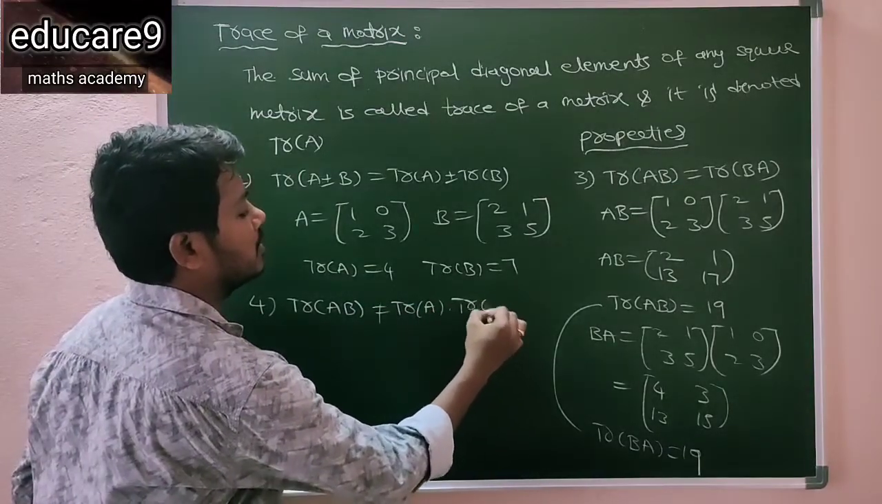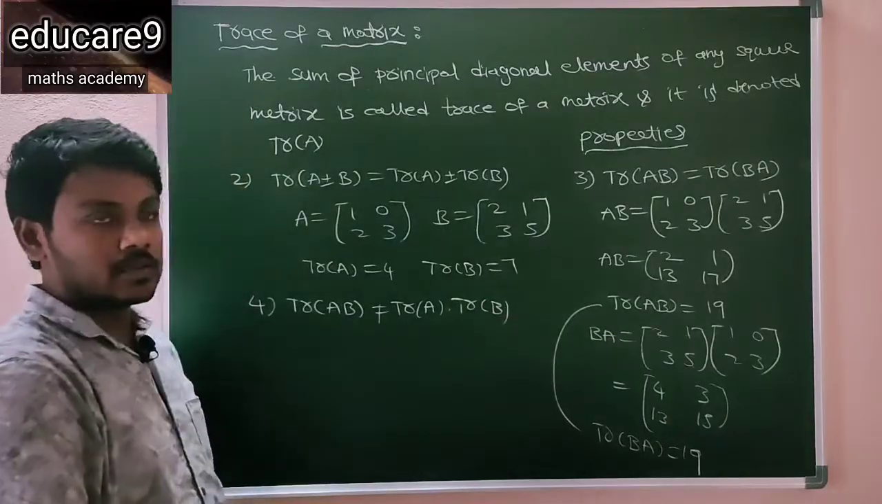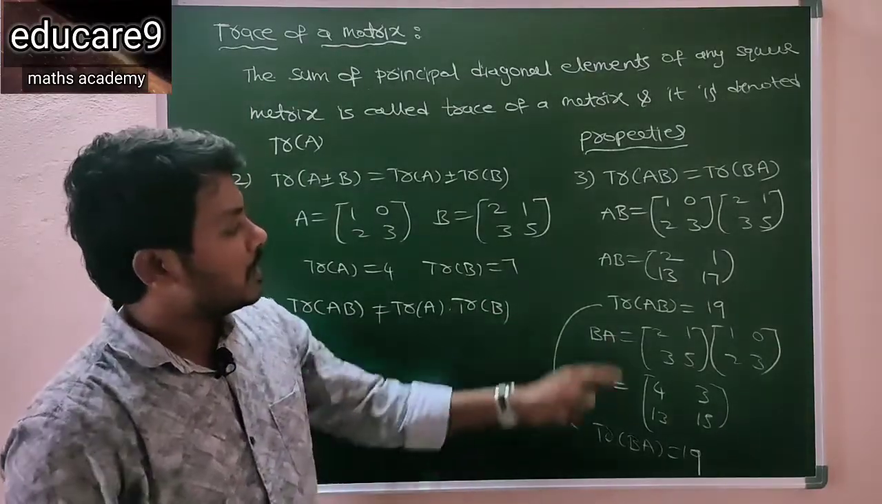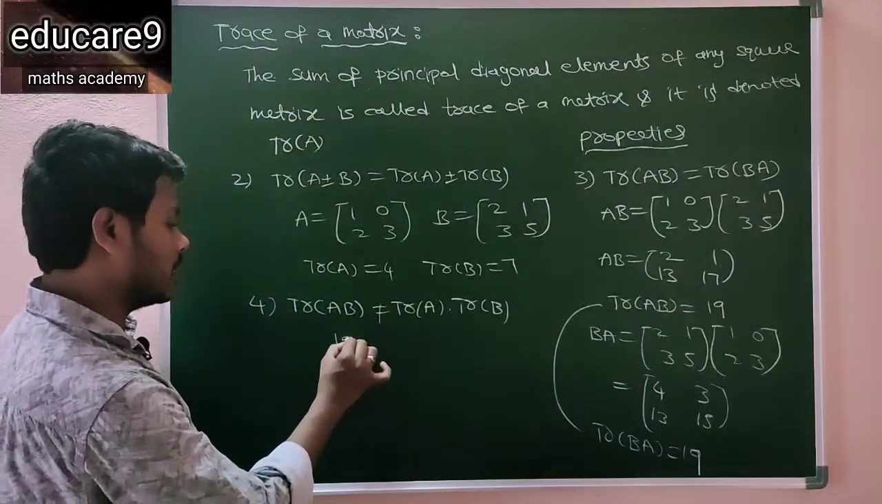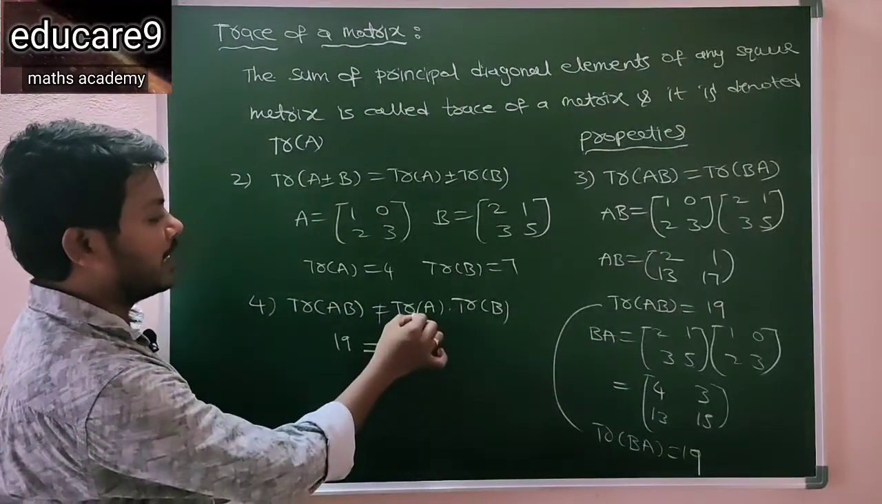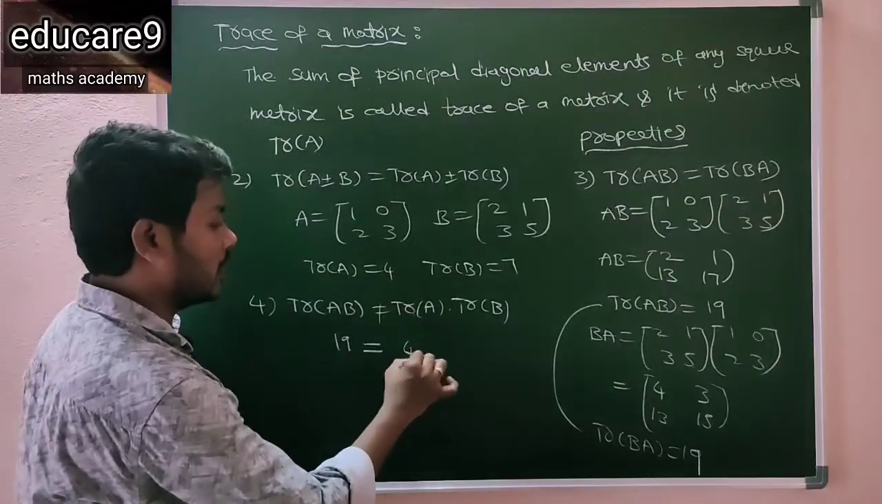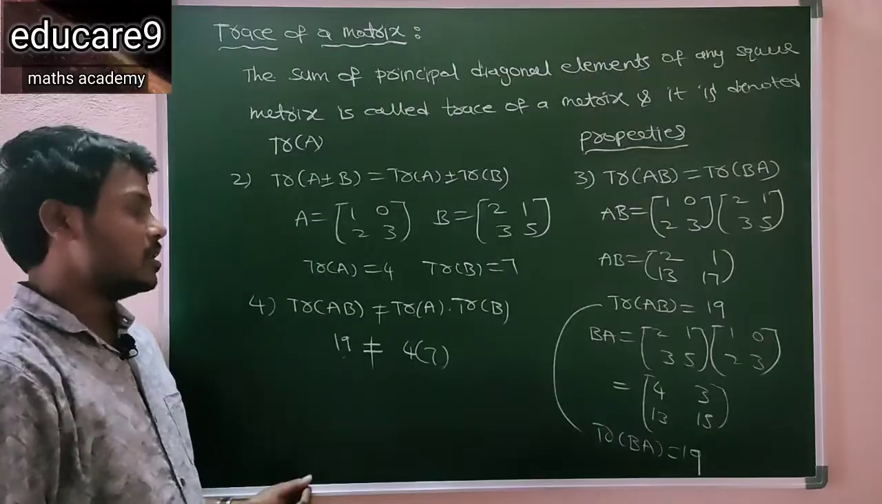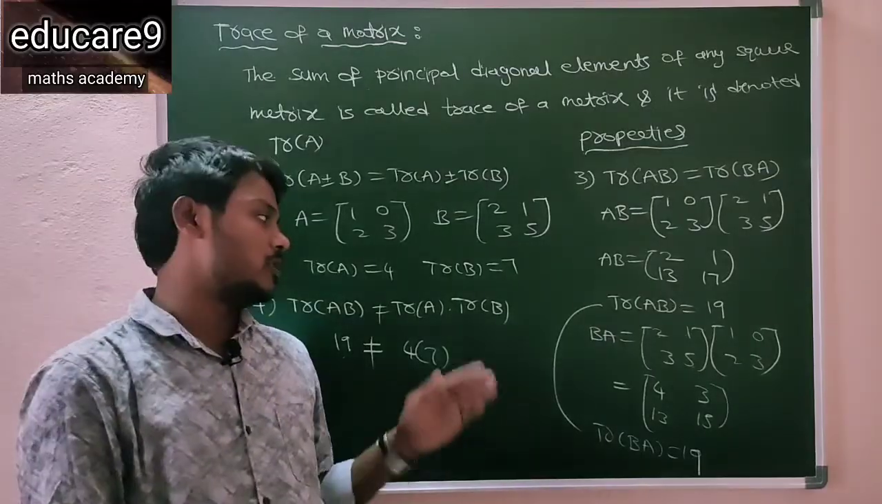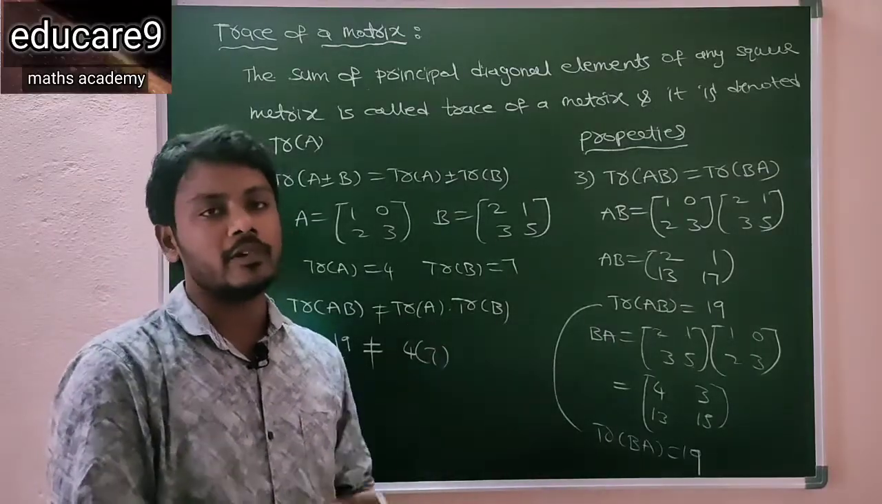Next, property number 4: trace of AB is not equal to trace of A into trace of B. See the above example once. What is trace of AB? 19. And trace of A is 4, trace of B is 7. So 28 is not equal to 19. Therefore trace of AB is not equal to trace of A into trace of B.